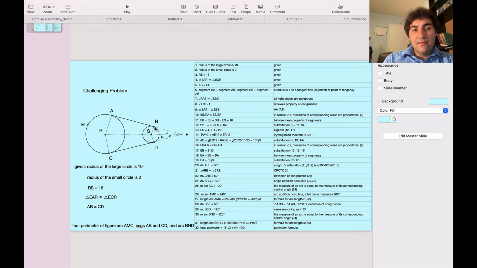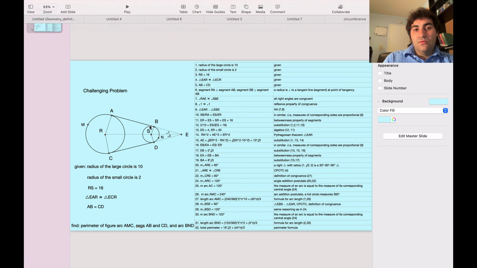So we know that angle BSD is a central angle, right? Because its vertex is at the center, right? And its sides are radii. So we know the measure of arc BND is going to also be equal to 120 degrees. So the length of arc BND is equal to 120 divided by 360 times 2 times pi times the radius of the smaller circle, which is 2. And if we simplify this out, we get 4 pi over 3. So we know the length of this portion of the figure is going to be 4 pi over 3.